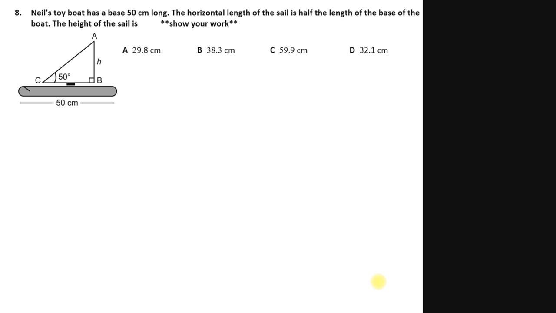Neil's toy boat has a base 50 centimeters long. The horizontal length of the sail is half the length of the base of the boat. The height of the sail is one of the following.